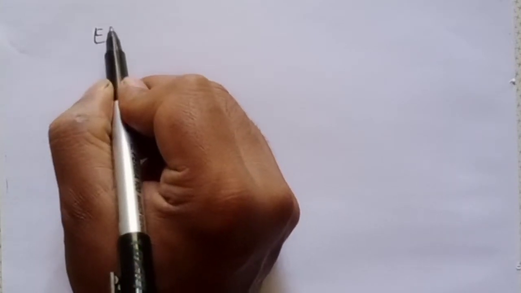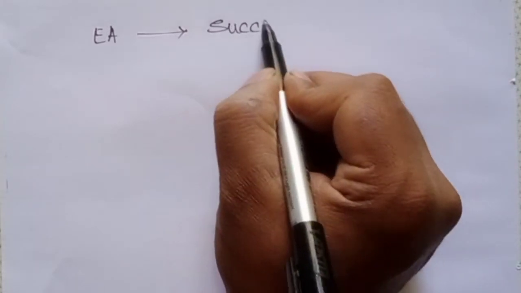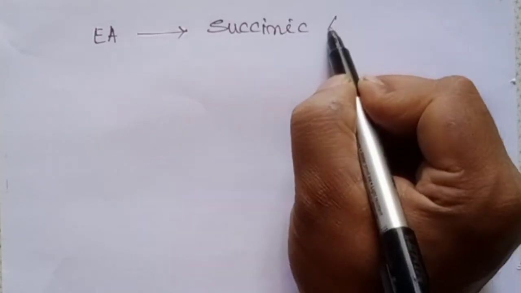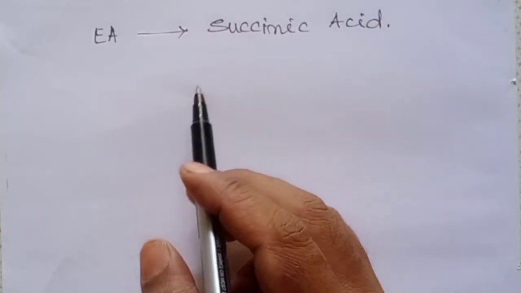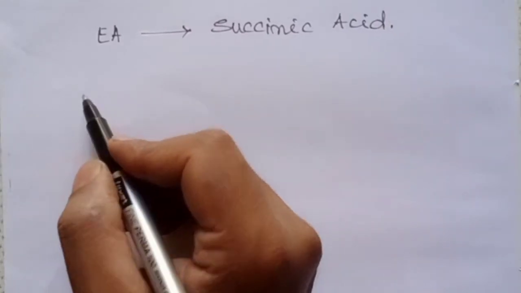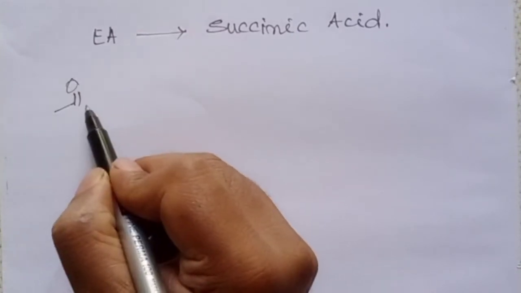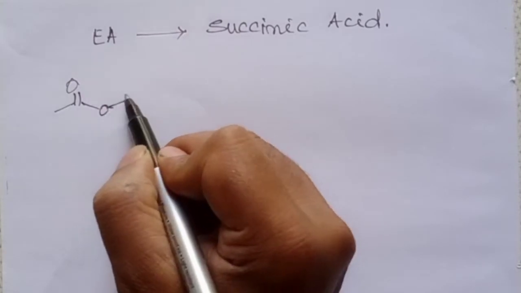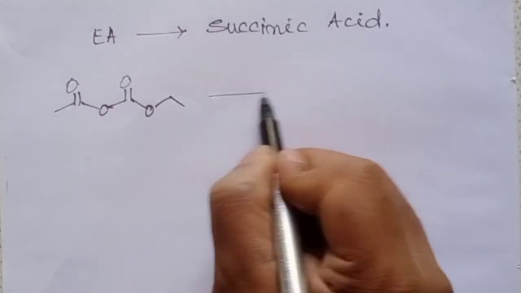One was ethyl acetate to succinic acid. How to prepare, how to convert ethyl acetate to succinic acid? So again, the same way we just prepared. First, just write down the ethyl acetate. This is the ethyl acetate.